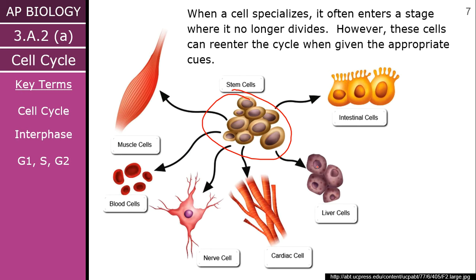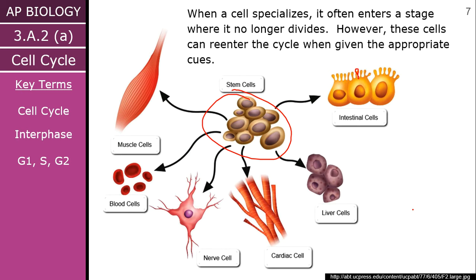So a stem cell may become a muscle cell, or it may become a blood cell, or a nerve cell, or a cardiac cell, a liver cell, or an intestinal cell. It can become lots of different things. Look at the diversity here. And it all came from the same kind of cell. So when cells actually specialize, they now have their job. So now my cell is a muscle cell, and it's going to act like a muscle cell. It's going to have a lot of mitochondria because I need a lot of energy. Whereas my intestinal cell may need fewer mitochondria, and we need those microvilli. We need lots of surface area. So just something to start thinking of.